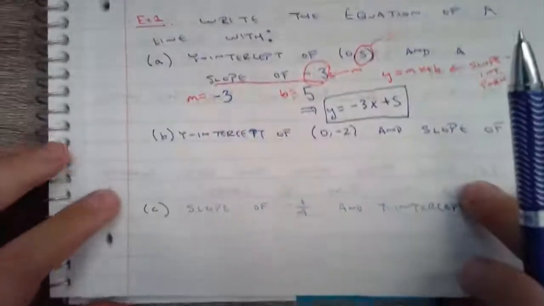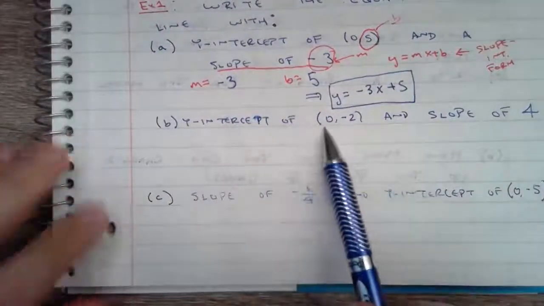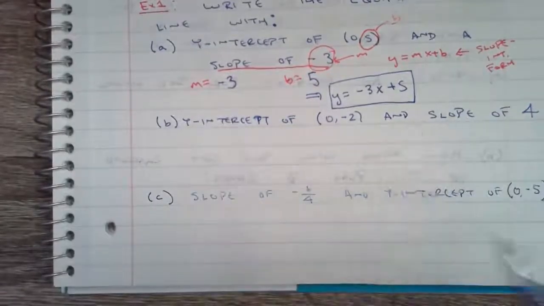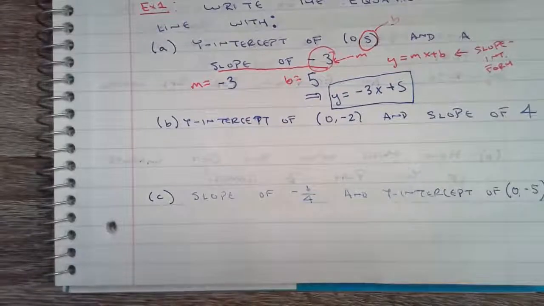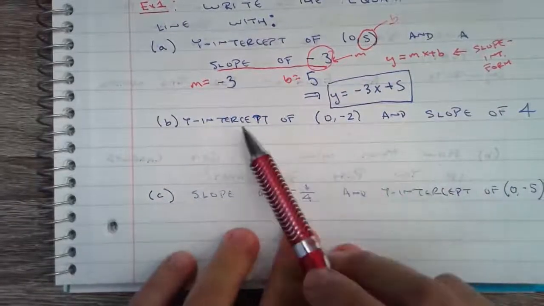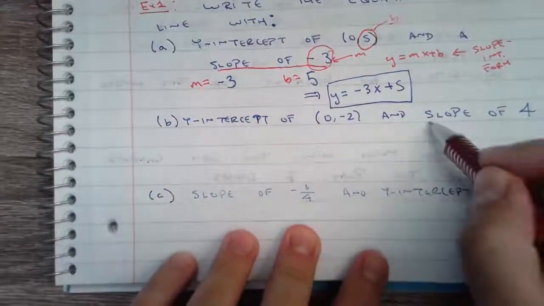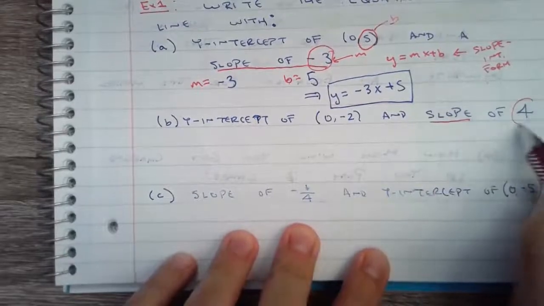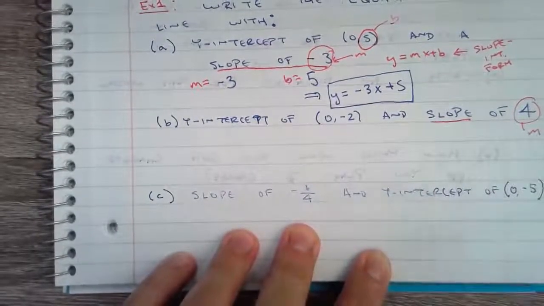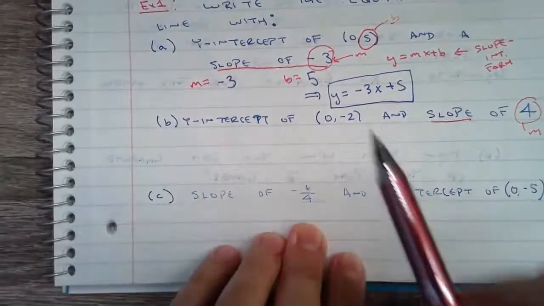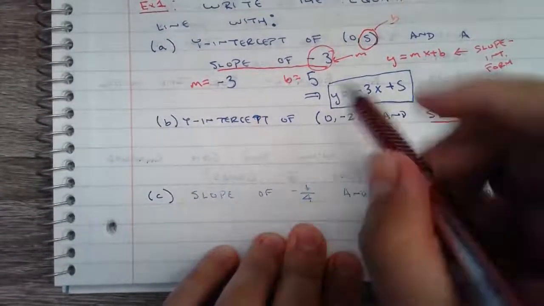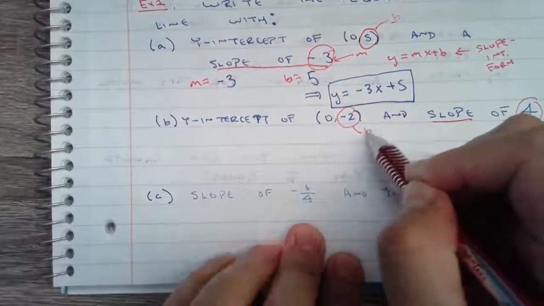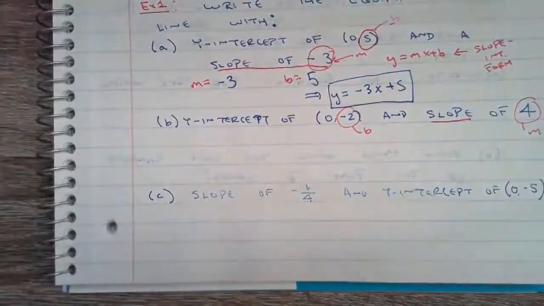Let's go to B. So now they say write the equation of a line with y-intercept of 0, negative 2, and a slope of 4. So first, let's determine our components. We've got to find our m and our b. What's our m in this case? Well, you know your slope is your m. So this right here is going to be your m. Your y-intercept, remember it's b, so it's 0, negative 2. So it's this number right here, your y value, that's your b. And now we can continue.